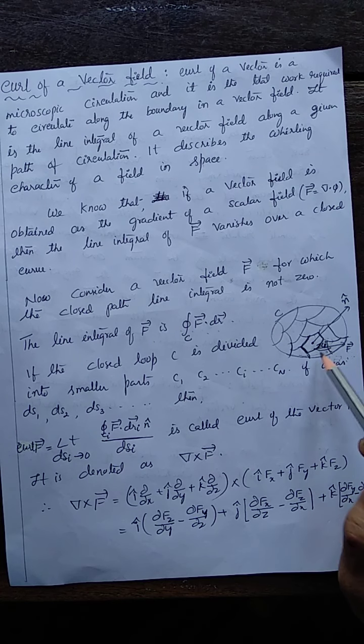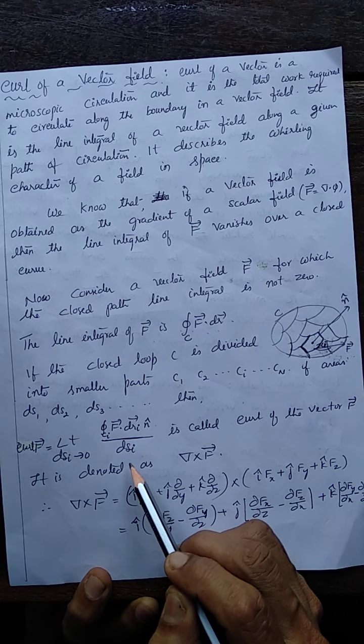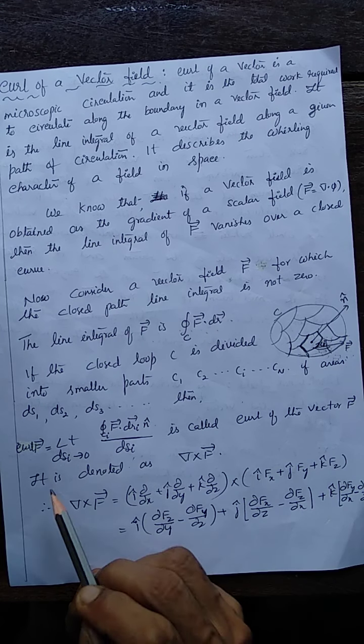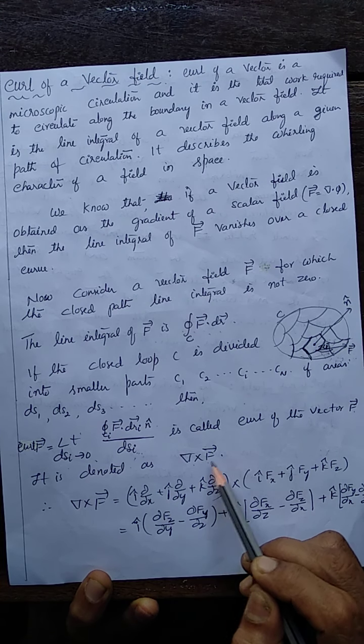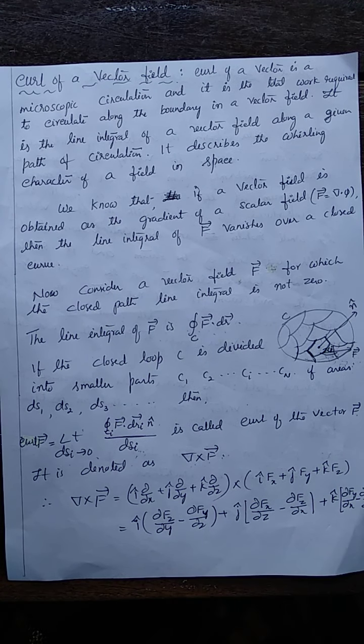Now, if we divide this loop into so many parts, C1, C2, C3, etc., having small areas ds1, ds2, ds3, etc., and if the whole loop is divided in such a way that the areas are very small, suppose dsi tends to 0, then the ratio of the circulation of the vector field to the area dsi, in the limit dsi tending to 0, is called the curl of the vector, denoted as del cross F. This is about the curl of a vector.